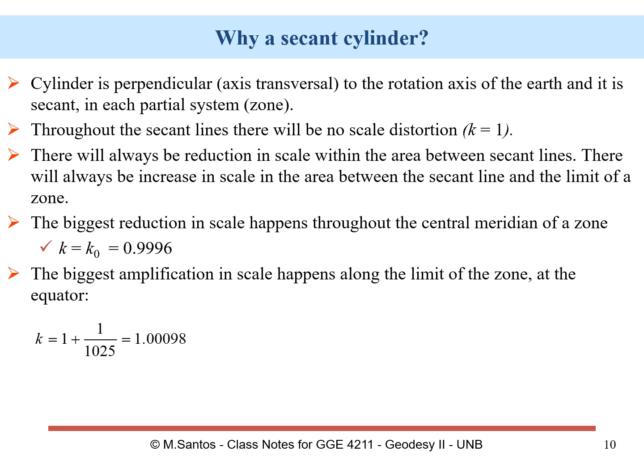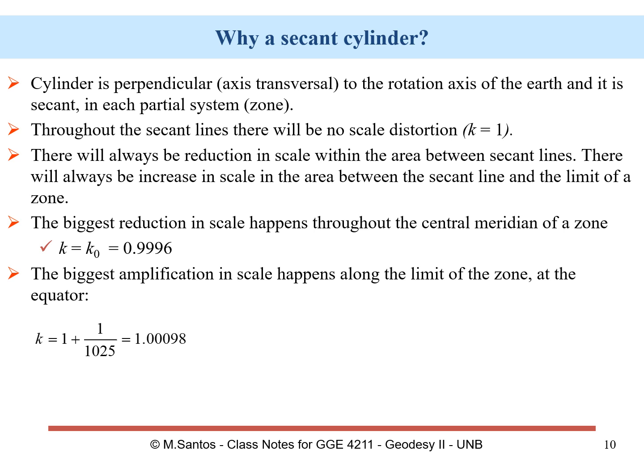So the cylinder is transverse, in the sense that its axis is transversal to the rotation axis of the Earth, and it's secant, and it's going to be secant at each projection system zone. So in essence, we are talking here about 60 secant cylinders. Throughout the secant lines, there will be no scale distortion. These are the lines of no distortion, k equals 1.